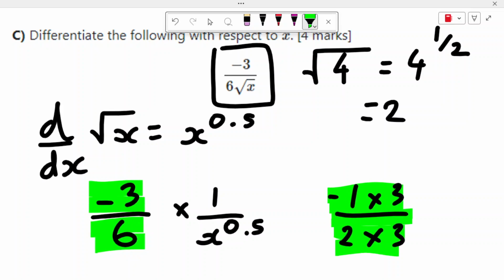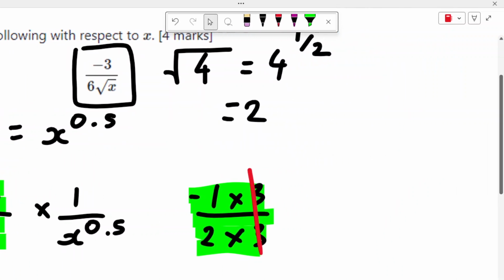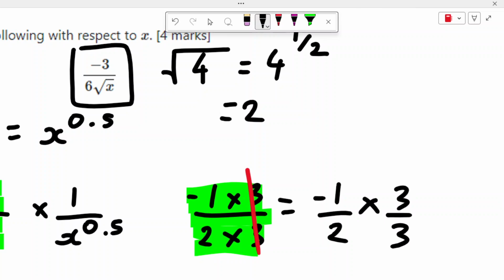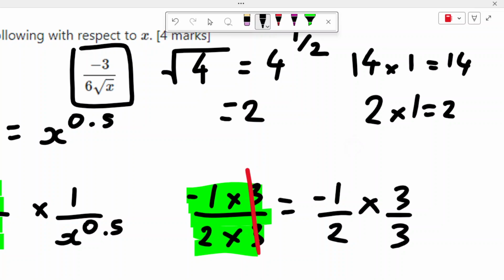And we can see that we have one number on the top and one number on the bottom, and we can just cross it out because that is like saying -1/2 times 3 divided by 3. Now, what is 3 divided by 3? Well, that's 1. What is, just as an example, 2 times 1? I'd say it would be equal to 2. What is 14 times 1? Well, that's just equal to 14. What is y times 1? Well, that's just equal to y.